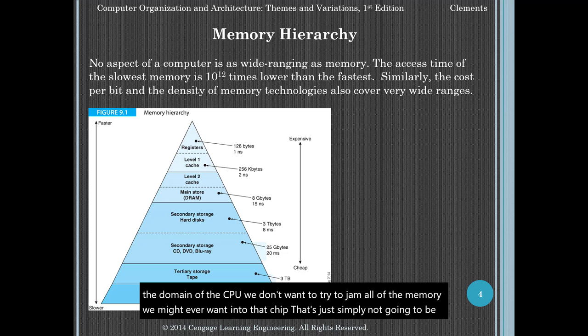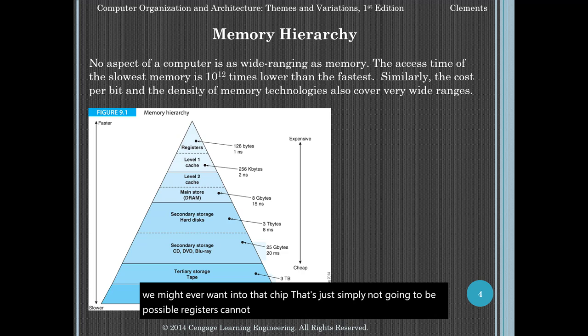Registers cannot hold programs. And so we have to develop other methods. So what other memory do we have? What technologies can we use to store the information that we need?